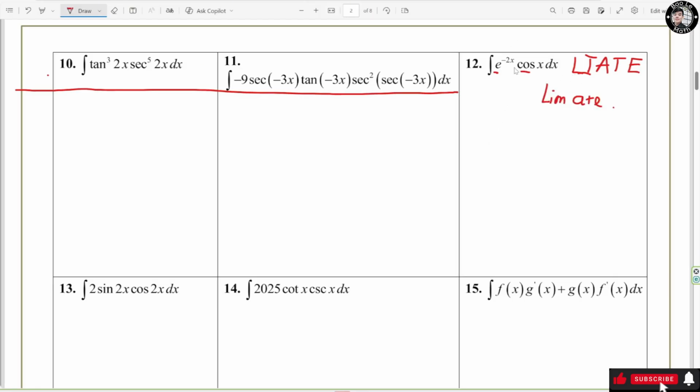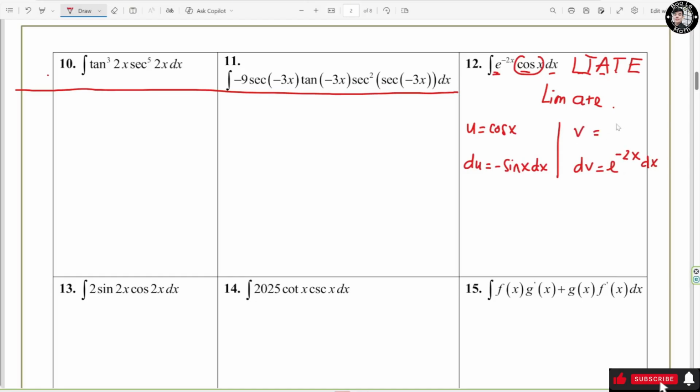L stands for log, we don't have log. I stands for inverse trig, we don't have it. A stands for algebraic, we don't have it. T stands for trig, we have trig right here, right? So we're going to let u be cosine s, right? Then du equals negative sine s ds, right? Now dv equals e to the negative 2s ds, right?